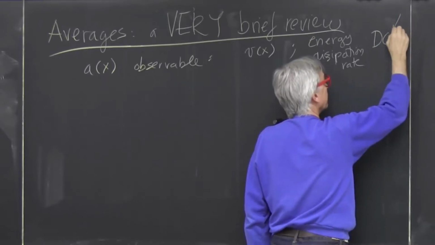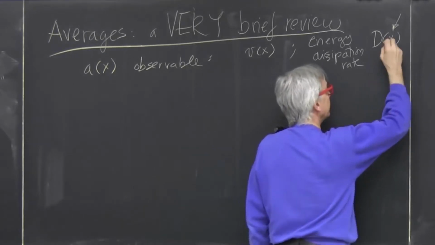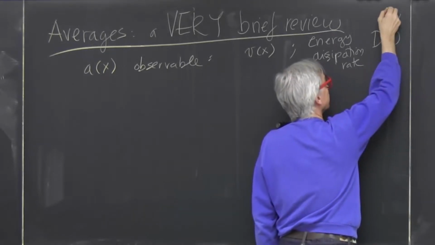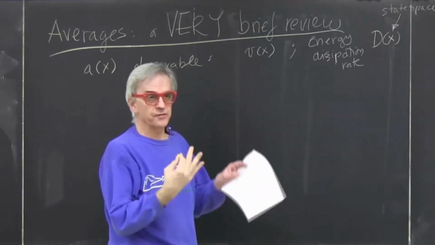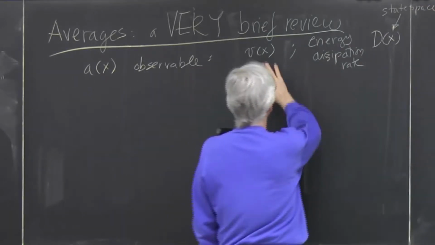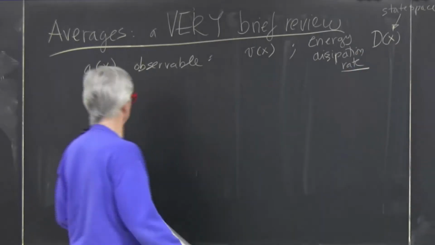With this, if you imagine you have a turbulent pipe flow or some such thing, this is a position in state space, which means instantaneous distributions of velocities of the fluid. And these things are rates per unit time.